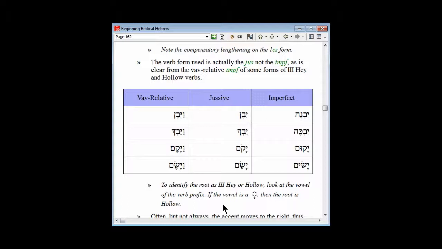Vayiktol would be "he killed." You translate it sort of as a past narrative act. The vav relative is the construction of vav plus an imperfect form that is used basically on every page of the Hebrew Bible that's narrative. It is the narrative technique, the stylistic way of constructing a narrative.